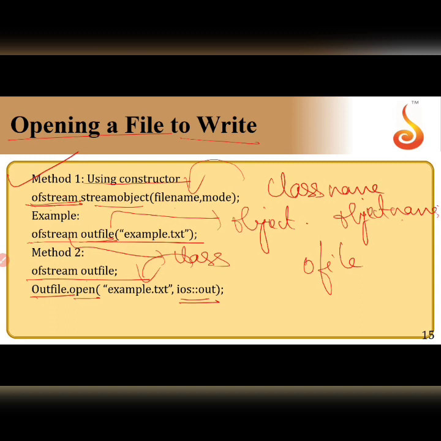So ios scope resolution operator out. But when I create an object for ofstream, it is implicitly understood that you are opening a file in out mode. So if I don't specify this also, it will be out mode only, but I need to specify the name of the file when I am opening a file for writing. So if this file is already there, it will open the file. If the file is not there, it will create a file by this name and it is open for writing. Please have a look.